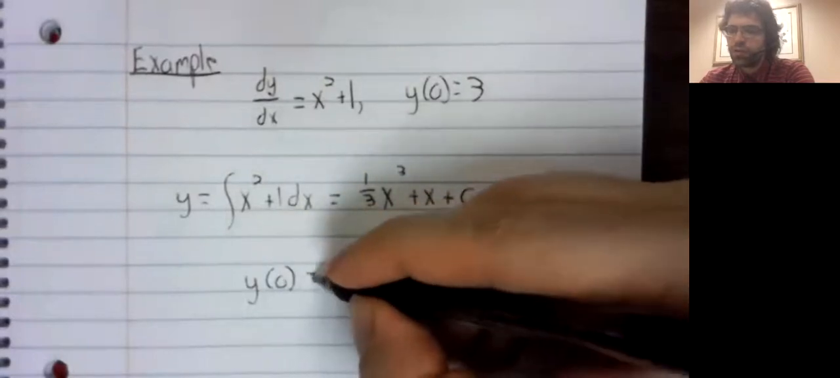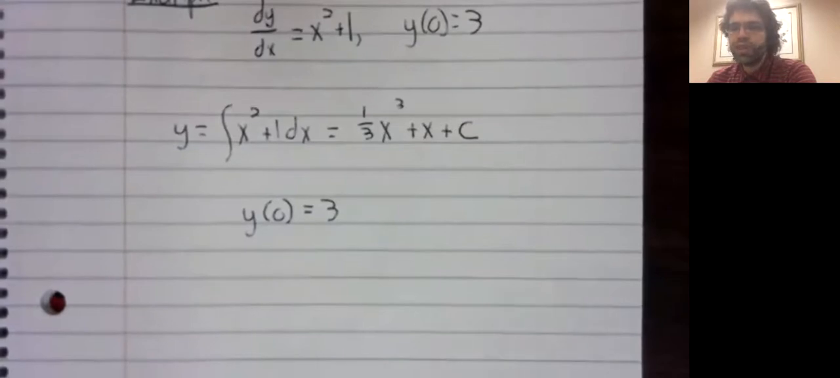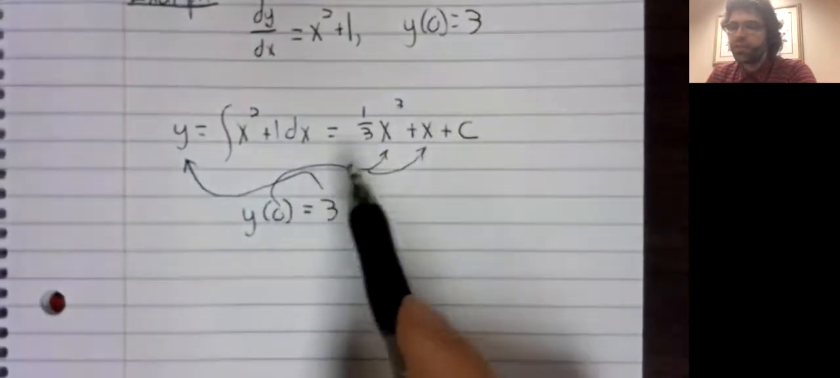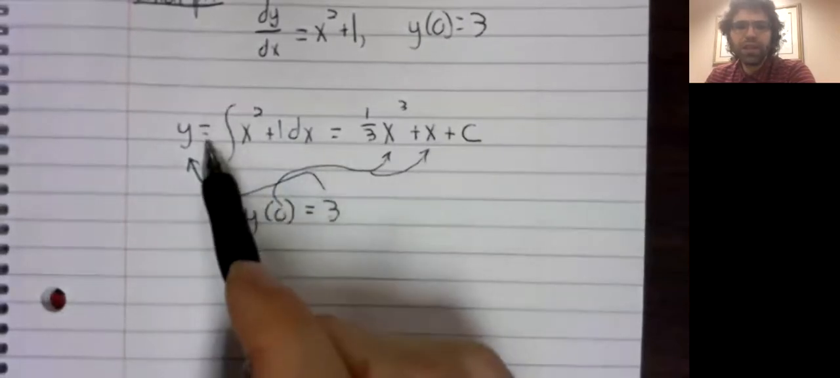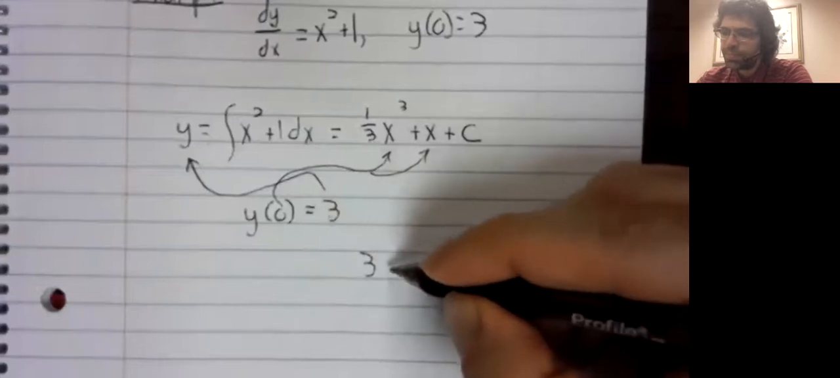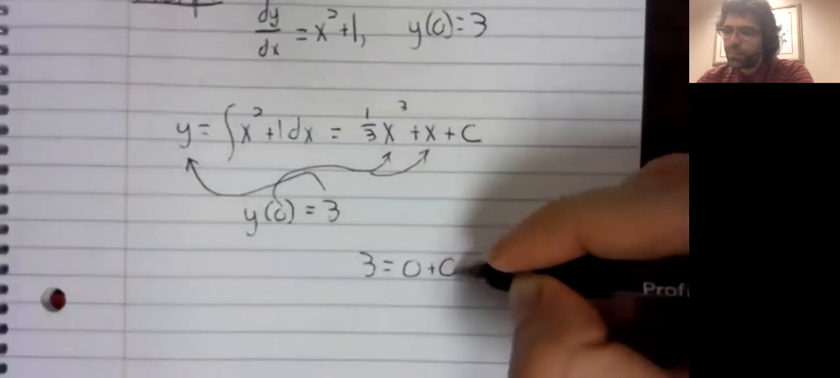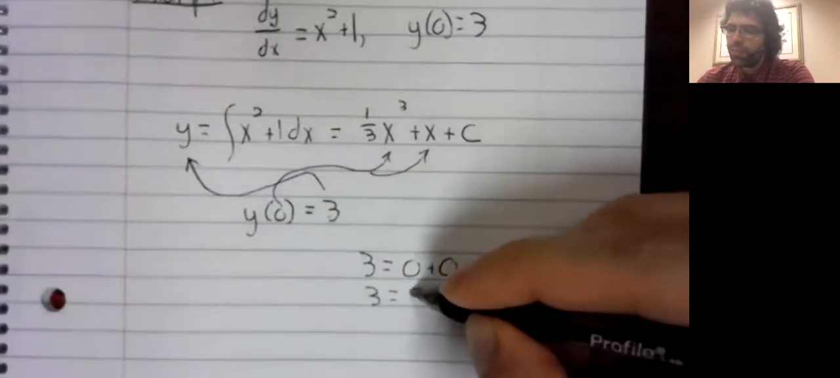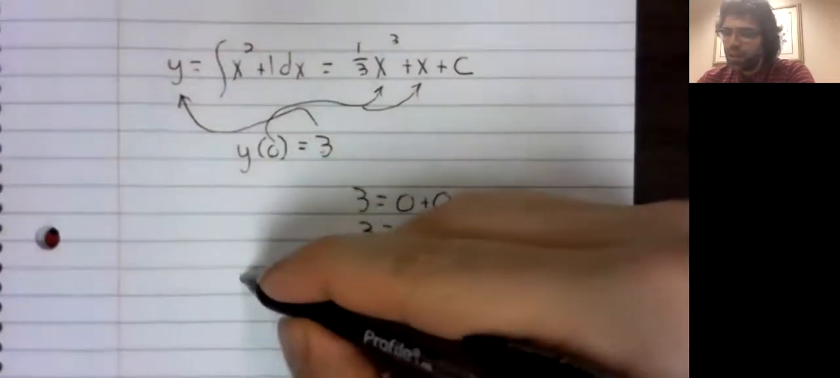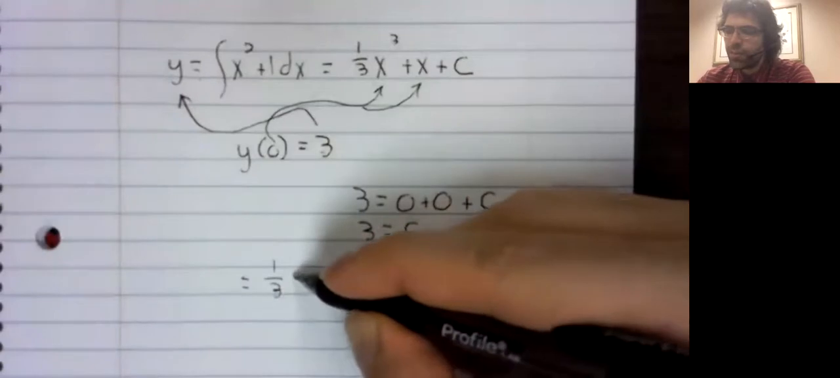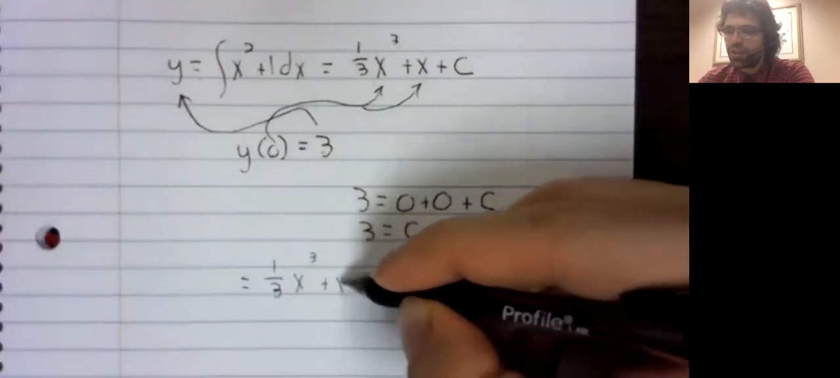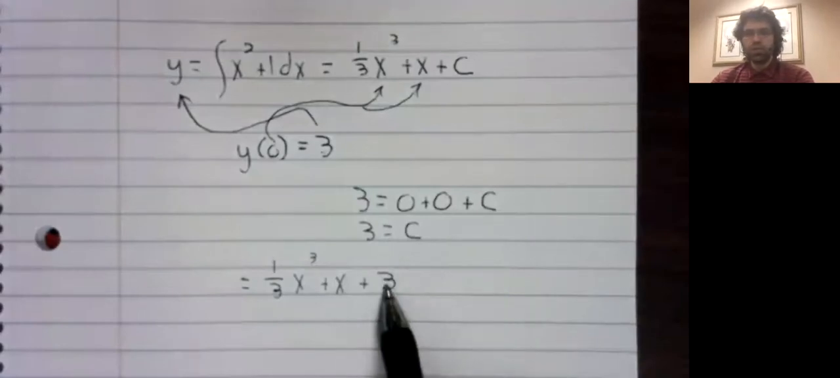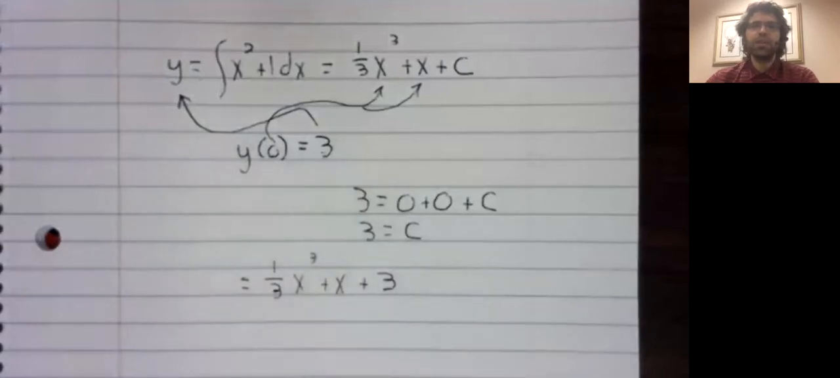Now y of 0 equals 3. Plugging 0 in for x and 3 in for y, you see we can solve for C. And as promised, we have gone from an infinite class of solutions to a single solution, thanks to our initial condition.